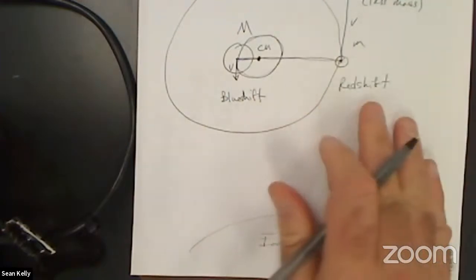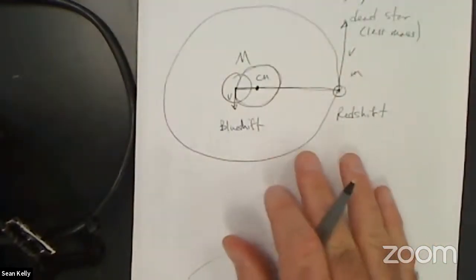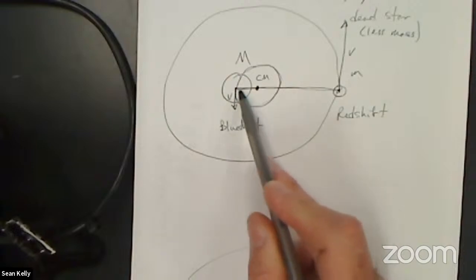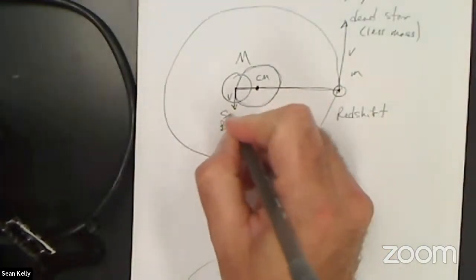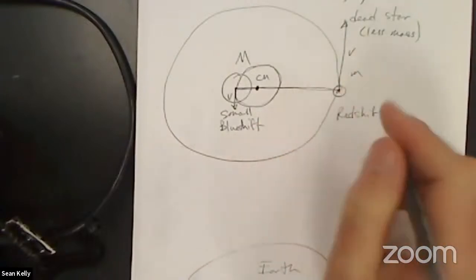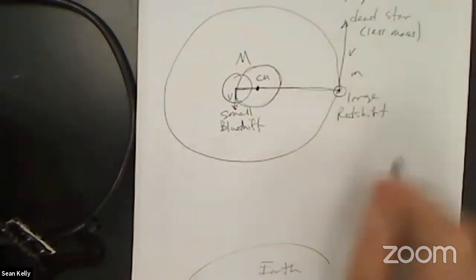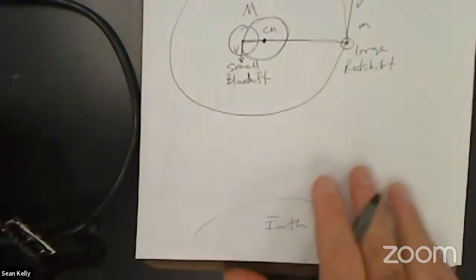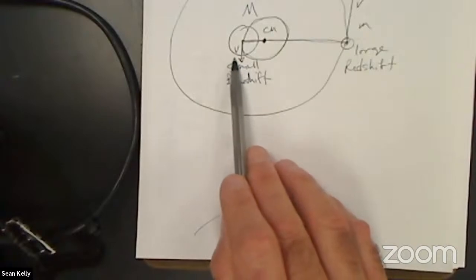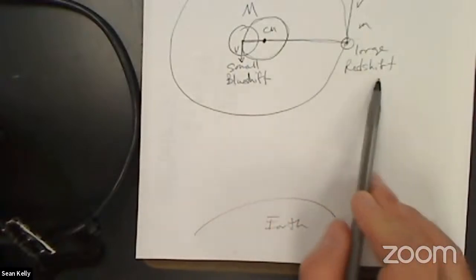But do we get the same amount of red shift and blue shift? And the answer is no. It depends on your velocity, right? So when you have a small velocity, you have a small shift. When you have a big velocity, you have a large shift, okay? So at any moment when we watch these stars, we would be able to see one of them having a blue shift and the other a red shift.